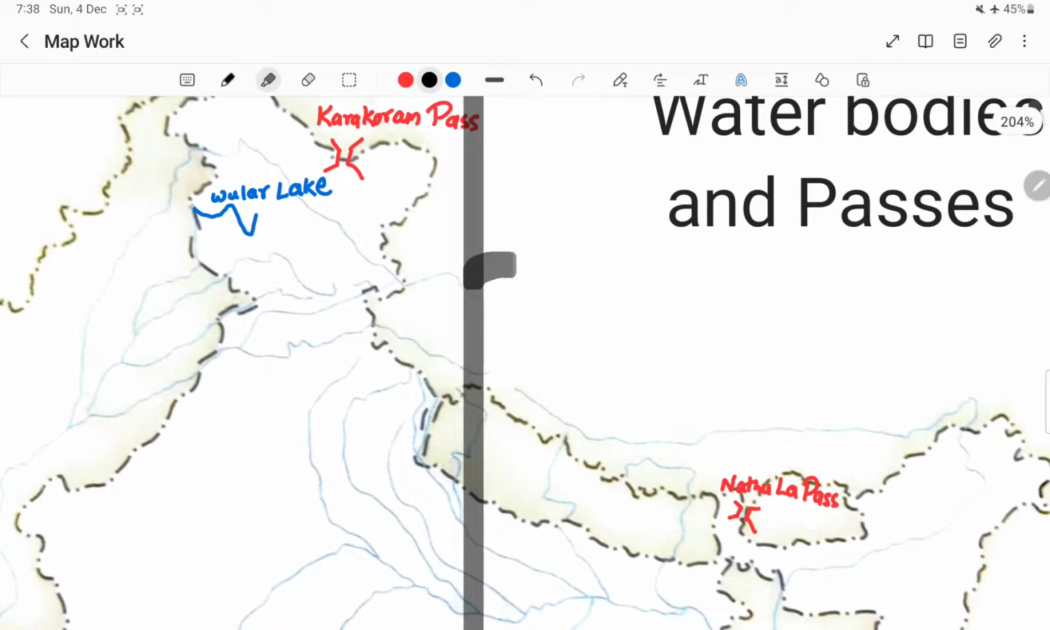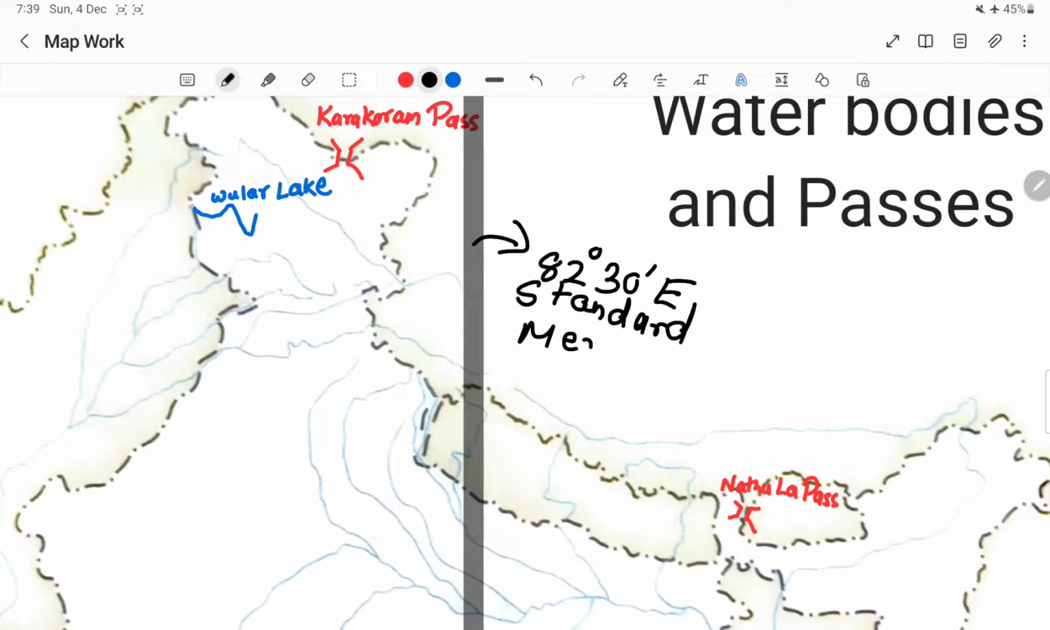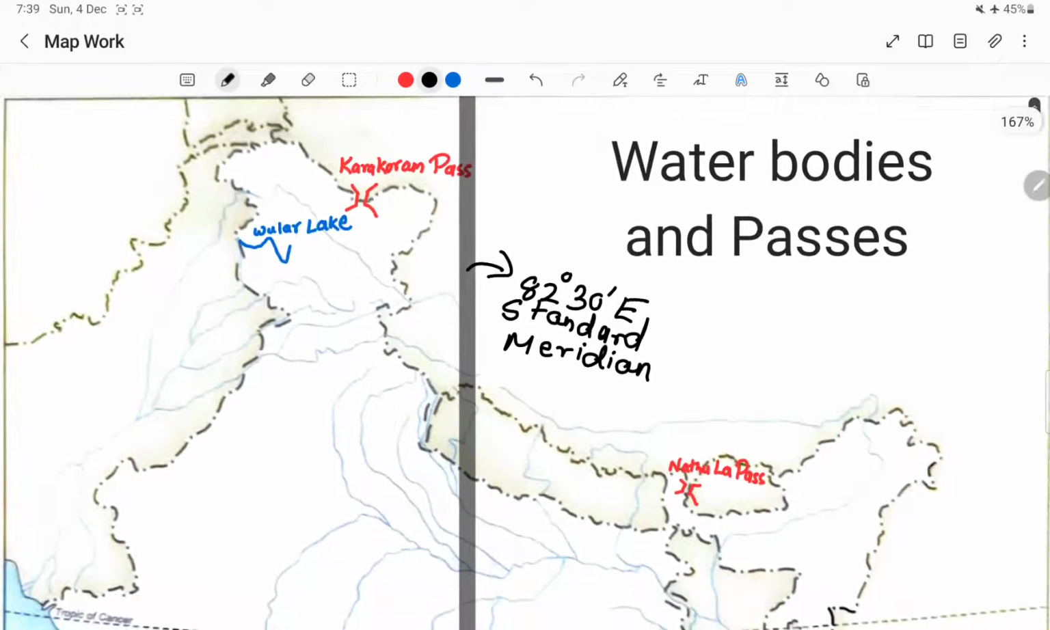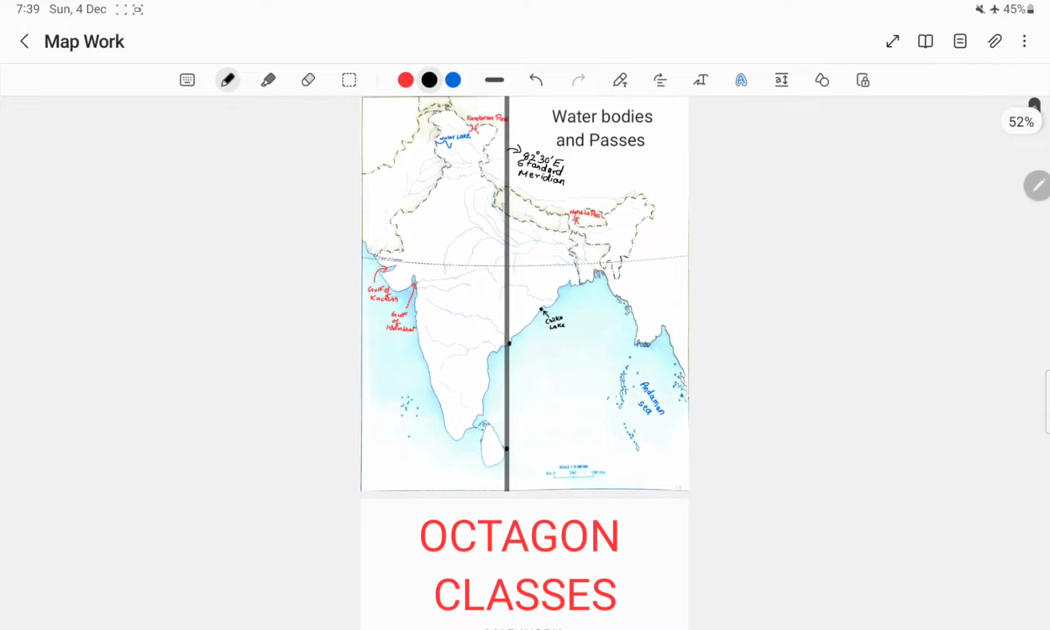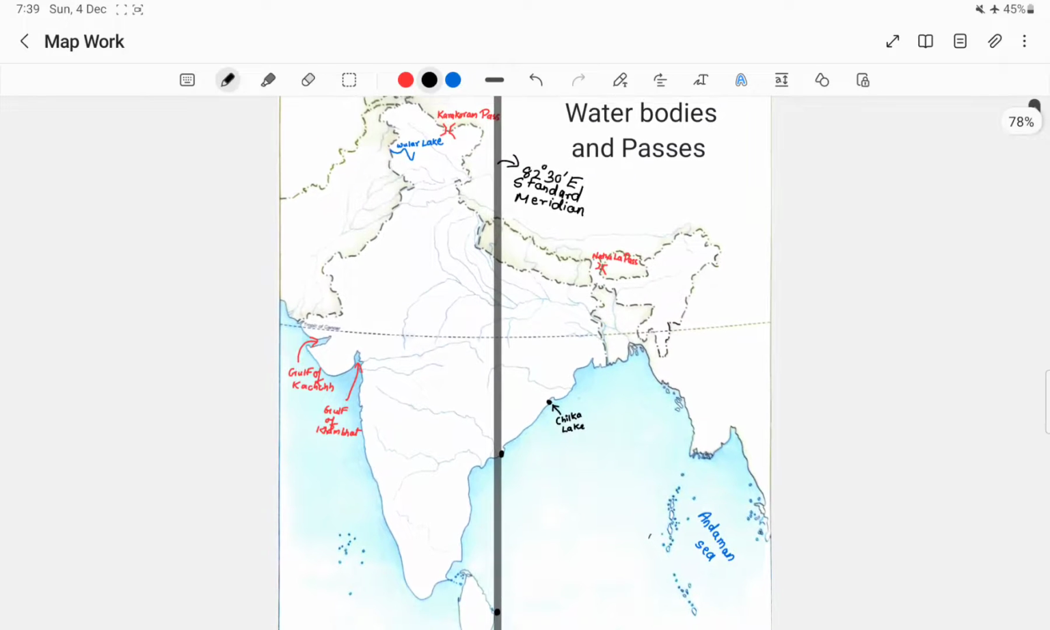Let's just label it now. This will be your standard meridian, that is 82.5 degree east. Now after this, our next topic will be the direction of winds.